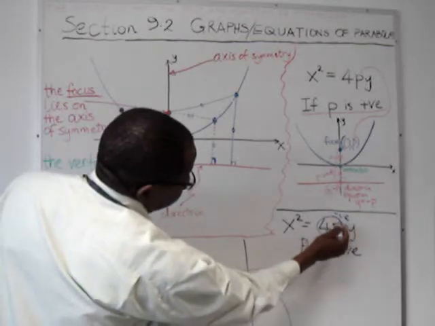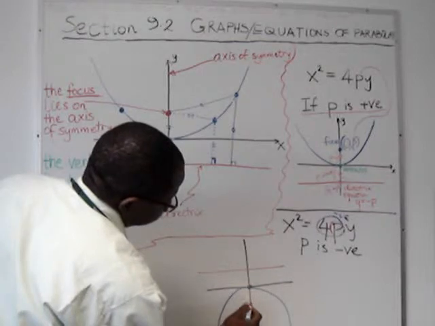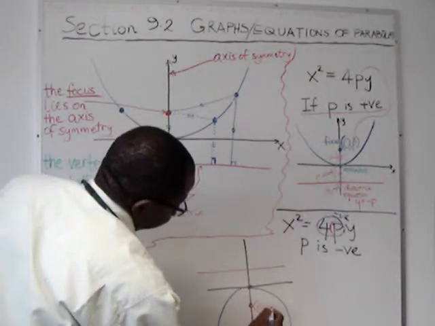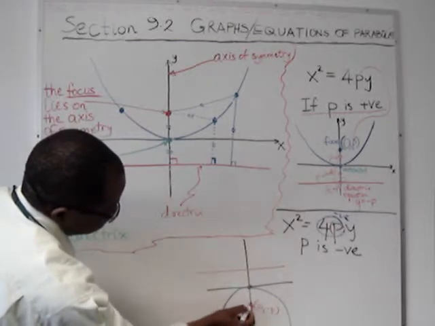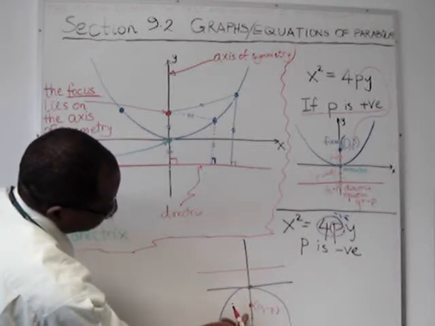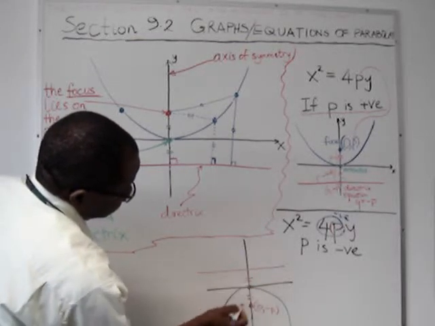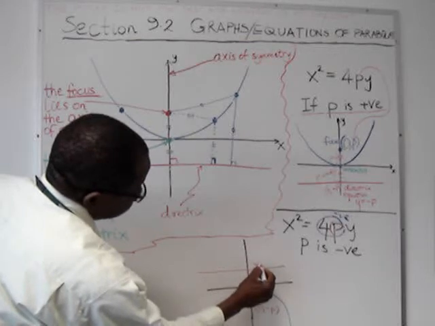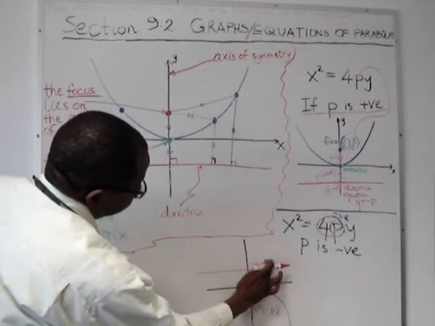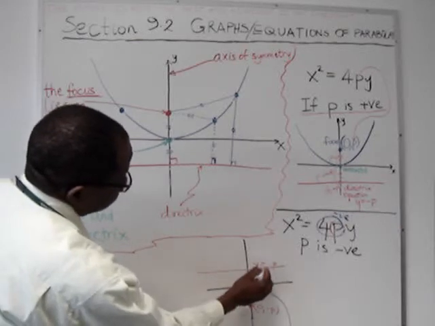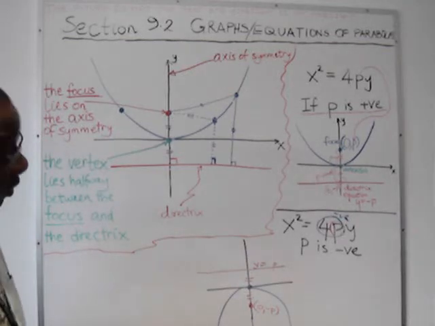It's still p units. Well, the focus will be (0, minus p), because now the value of y in this case is negative, is down. And this distance must be equal to this distance. So the equation of this directrix line must be y equals plus p. Of course, we can drop the plus. So the equation of that line is y equals p. I hope that's clear.